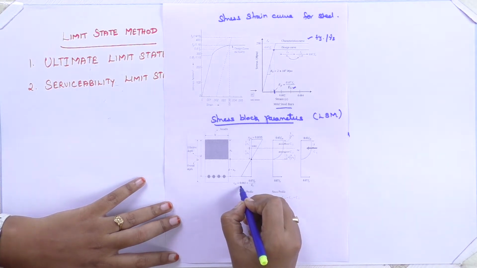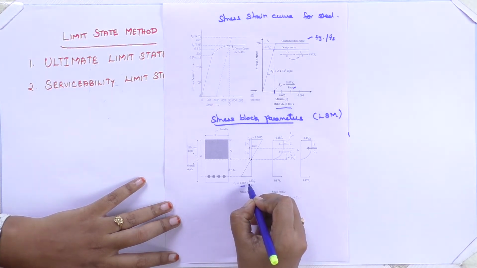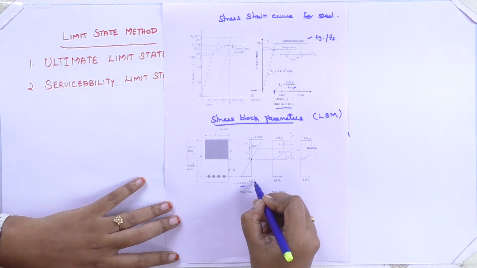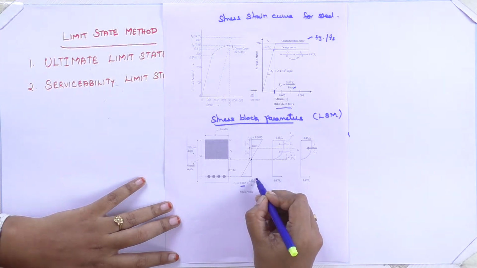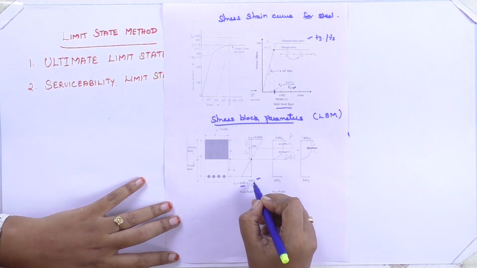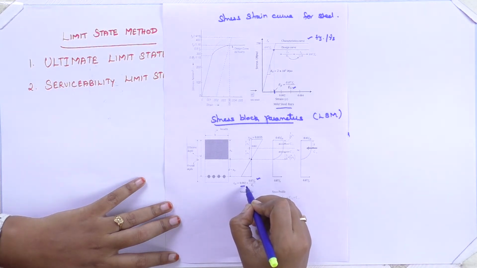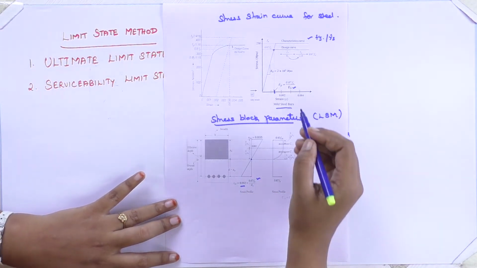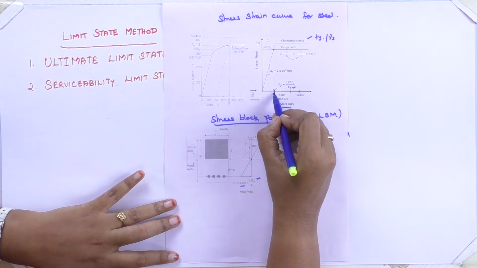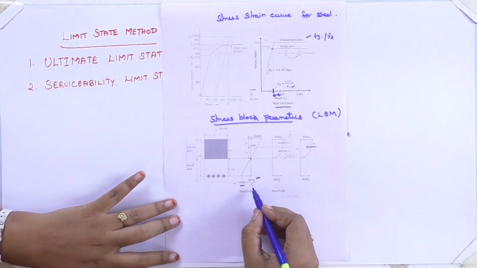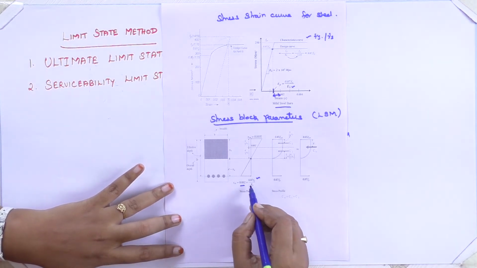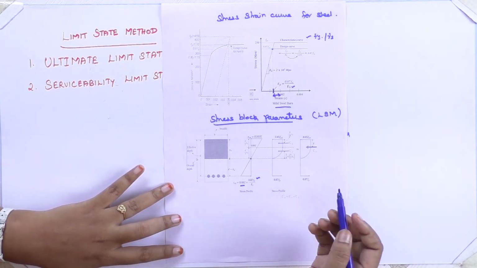That's why your proof strain is 0.002 plus 0.87 times Fy divided by Es. This is your strain at the proof strain level. So 0.87 Fy by Es, from 0.002 till this Ey plus 0.002. This is your strain profile for your singly reinforced section.